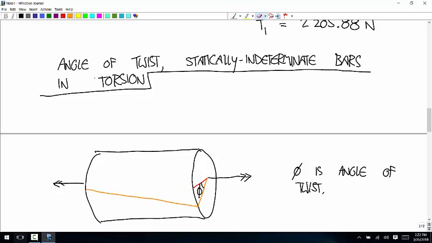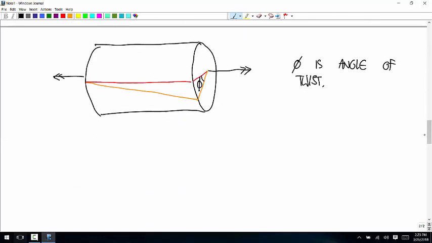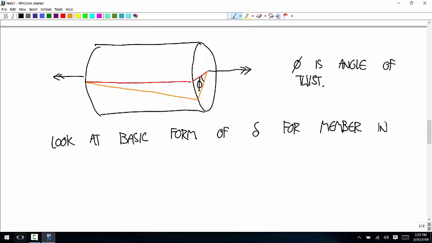Everybody follow what I'm talking about here? Try to draw this straighter. Okay, so for this calculation, I want you to look at the form of the elongation of members in tension. Look at the basic form of delta for a member in tension. So if we're just looking at the constant internal tension form, delta is equal to T times L over E times A.